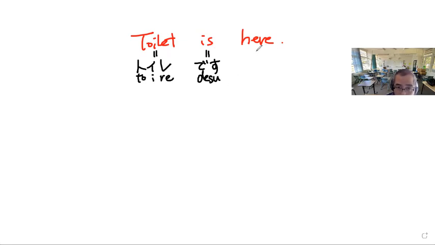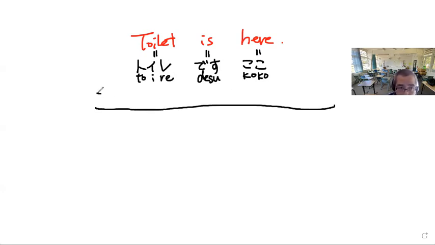The "here". So we say koko. Koko means here. Then you might want to say toire desu koko. Okay, if you're a native speaker, you can guess that means toilet is here. But that's not quite right because a Japanese sentence has different word order. Okay, let's make it in the right order.